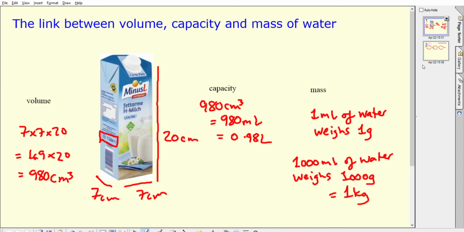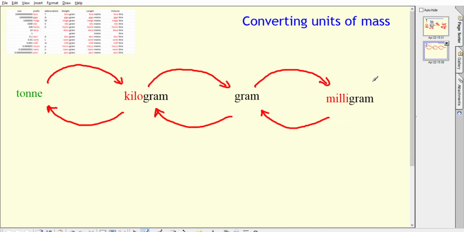Now, mass is measured in grams, which you'll recognise. We use it for weight in day-to-day life. And so if you've got 1 gram, it is converted to milligrams by timesing by 1,000. That's because there's 1,000 milligrams in a gram. A milligram is really small. It's 1,000th of a gram. And to go from milligrams to grams, you divide by 1,000. Okay? To go from grams to kilograms, you divide by 1,000. And to go from kilograms to grams, you times by 1,000.